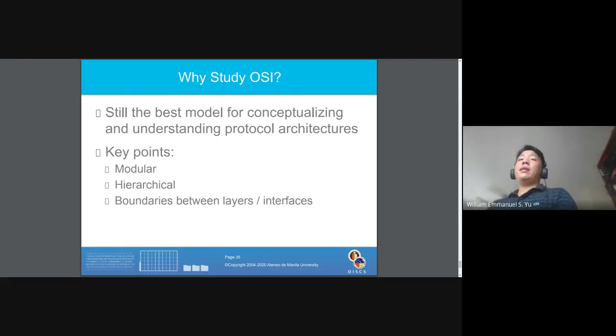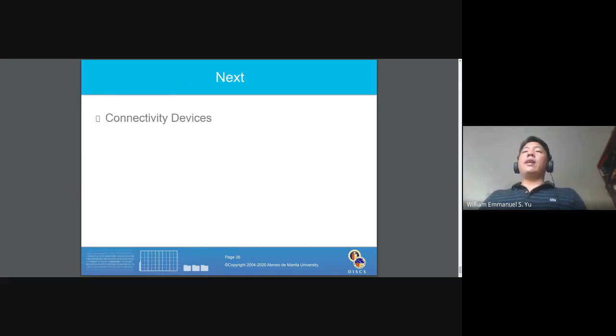Okay, but we still study it because it's nice, it's modular, and it allows us to talk about the layers, which later on we will use in the rest of the class.